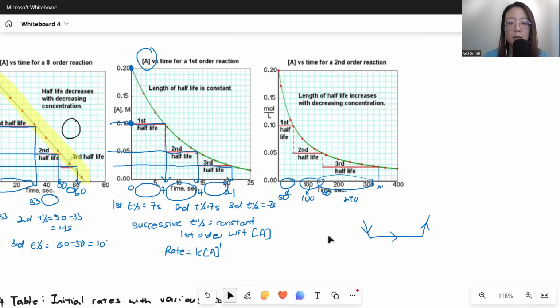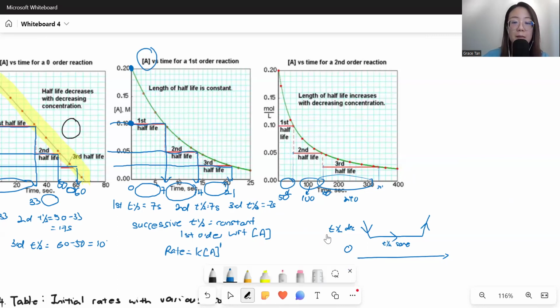Now, when time moves, going down, if your half-life is decreasing, this is called zero. If your half-life is moving parallel, that means it's the same, constant. The word actually should be constant. Constant is the keyword, not same. Keyword: constant.